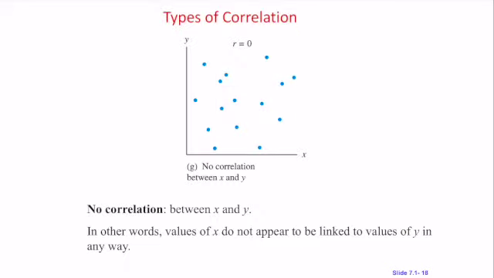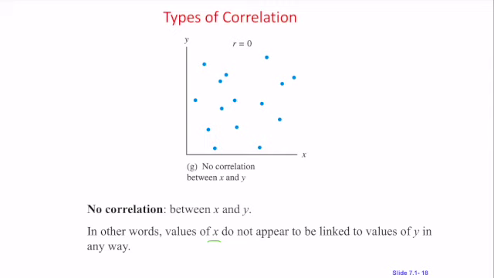Another option is that we could have no correlation, right? There's no way for me to draw a nice line through this data. There's no correlation. So this would be x and y don't appear to be linked in any way. This could be the data of your height and your GPA, right? There's no relationship between your height and your GPA.